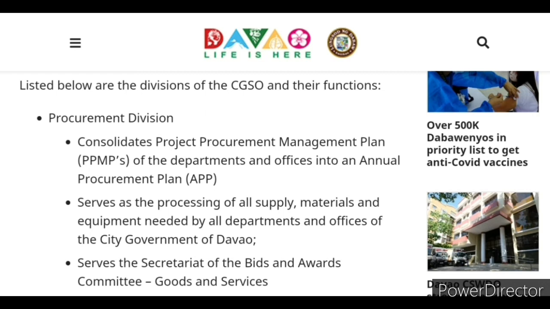According to this official website of the CGSO of Davao City, the General Service Section, first, consolidates the Project Procurement Management Plan of the departments and offices into an annual procurement plan. Another function is they serve in the processing of all the supply, materials, and equipment needed by all departments and offices of the city government of Davao. Another function is they serve as the secretariat of the Bids and Awards Committee, Goods and Services.